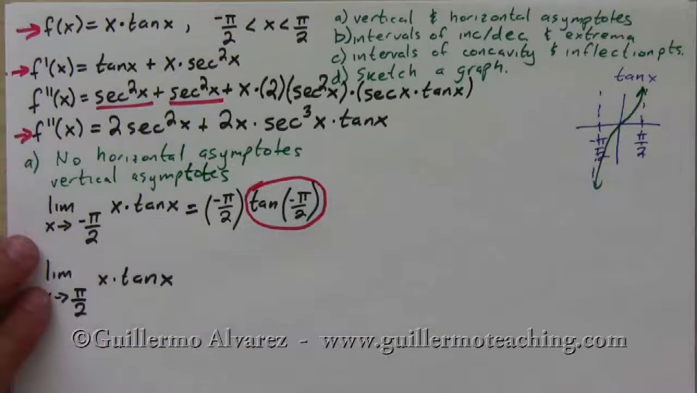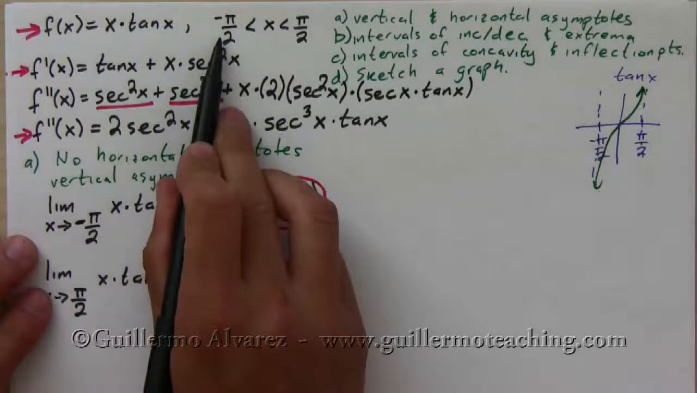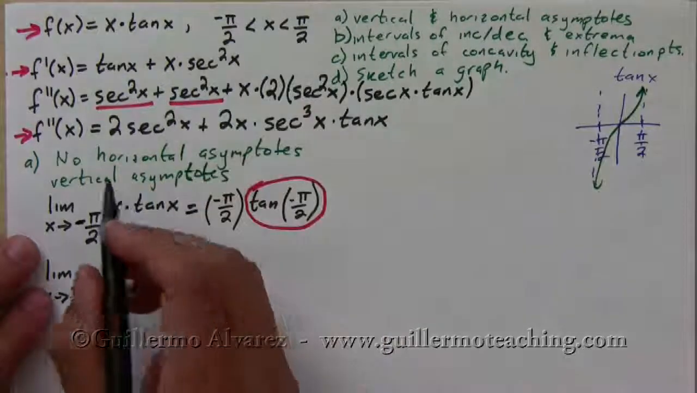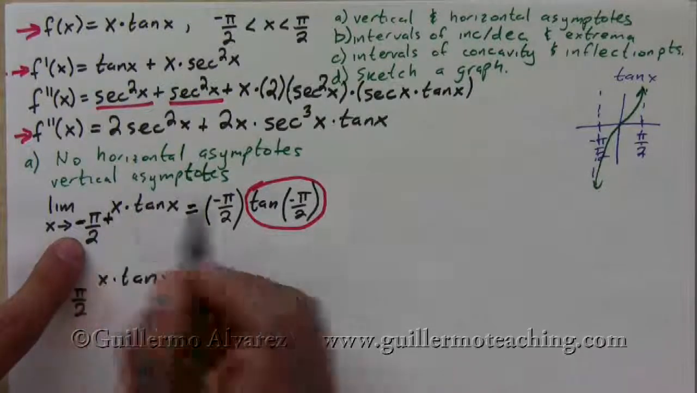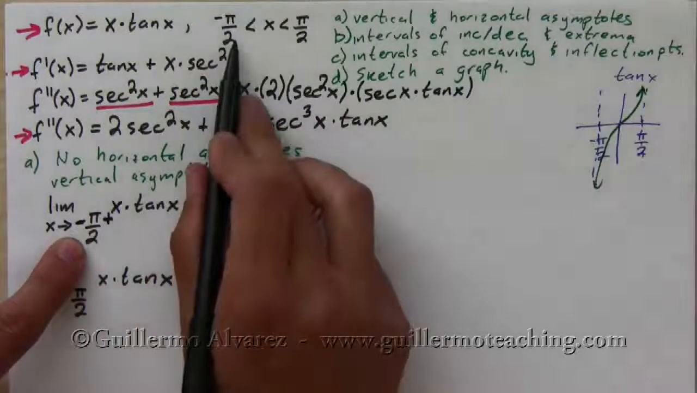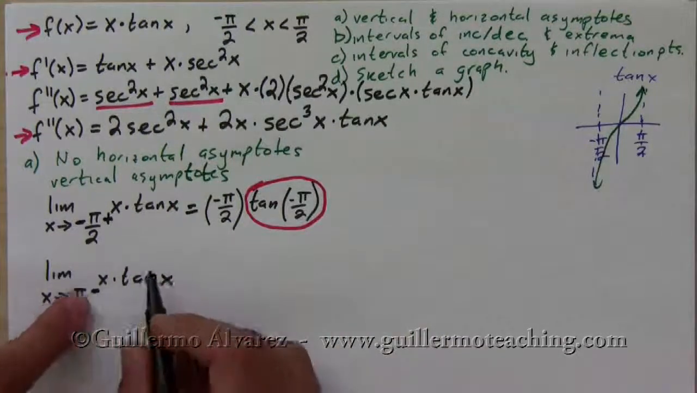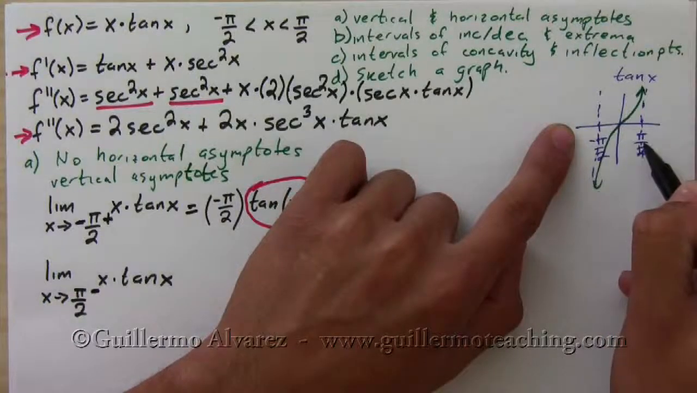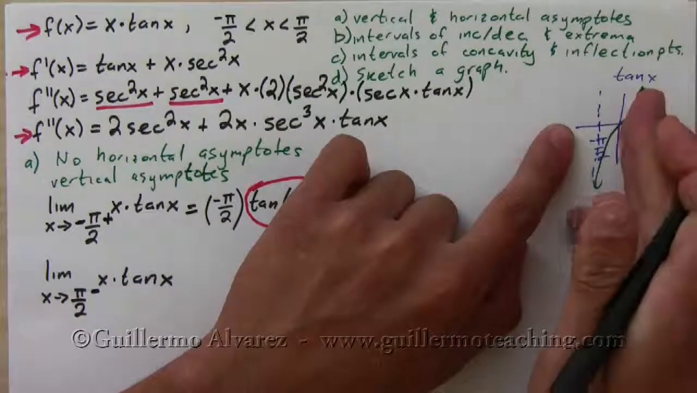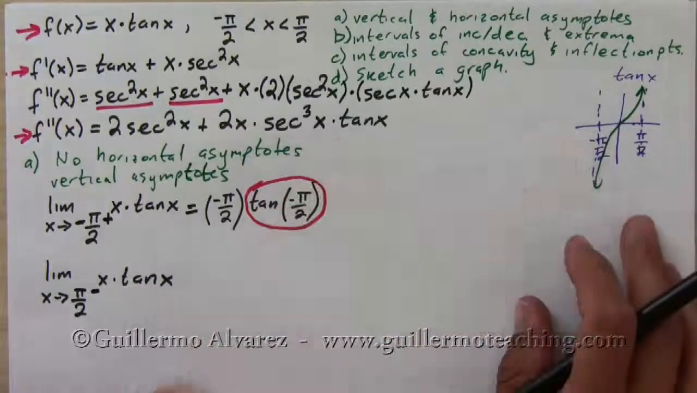Well, first of all, we have to note this isn't exactly 100% correct. Since our domain is from negative pi over 2 to pi over 2, what we're really doing is approaching negative pi over 2 from the right, because those are the values that are on our function. And we're going to approach pi over 2 from the left, because our domain is limited to this area right here. So we approach negative pi over 2 from the right and pi over 2 from the left.